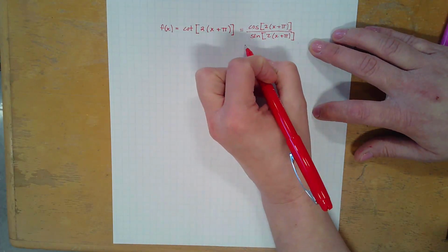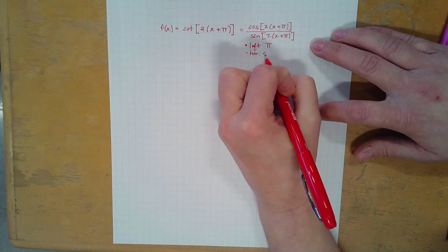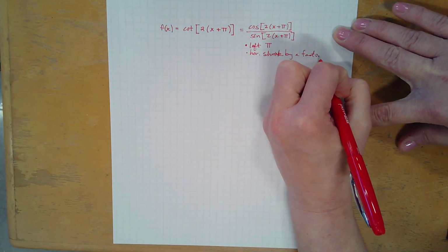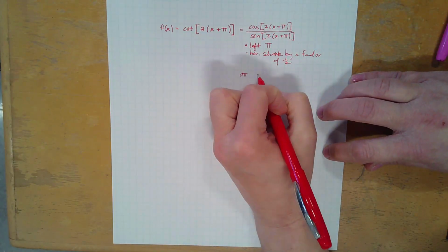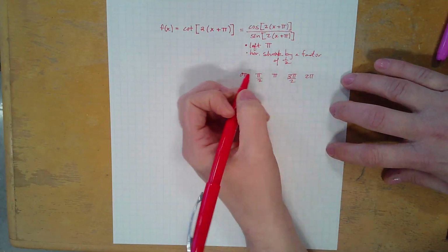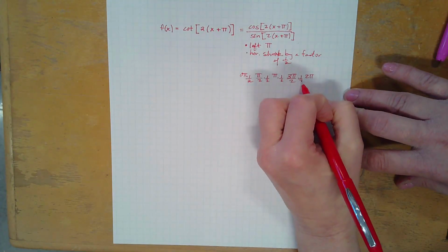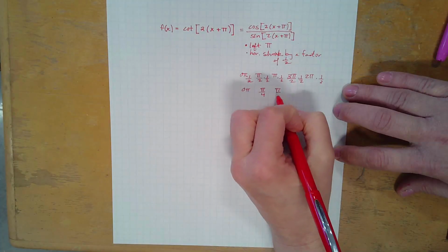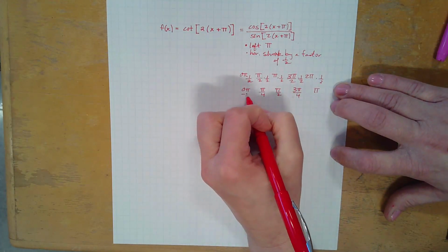So let's just talk about these transformations here a minute. We have left pi radians, and we also have a horizontal shrink by a factor of 1/2. So I'm going to take our anchor points, 0, pi over 2, pi, 3 pi over 2, and 2 pi. We're going to shrink them first by a factor of 1/2. So it's going to give us 0, pi over 4, pi over 2, 3 pi over 4, and pi. And then we're going to shift them to the left pi.